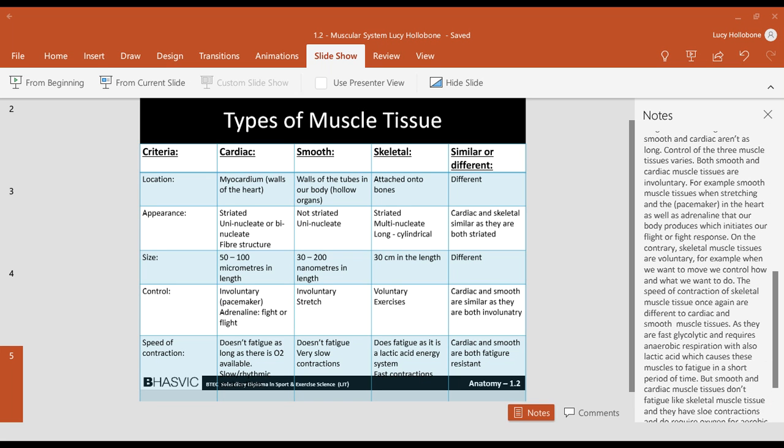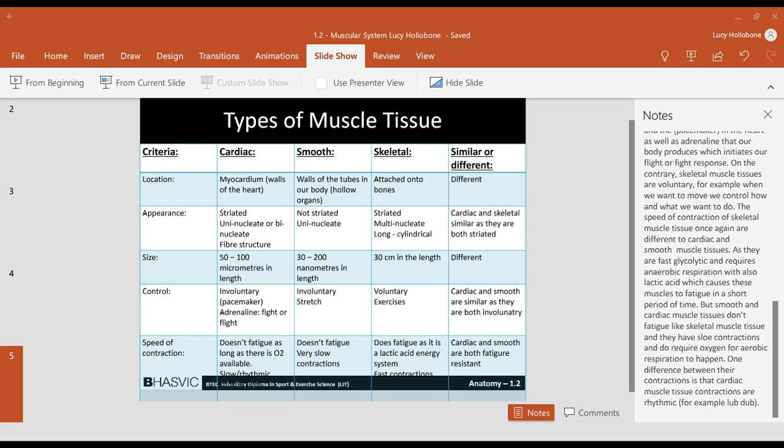The speed of contraction of skeletal muscle tissues, once again, are different to cardiac and smooth muscle tissues, as they are fast glycolytic and require anaerobic respiration, with also the lactic acid system. This causes these muscles to fatigue in a short period of time, but smooth and cardiac muscle tissues don't fatigue like skeletal muscle tissues, and they have slow contractions and do not require oxygen from aerobic respiration to happen.